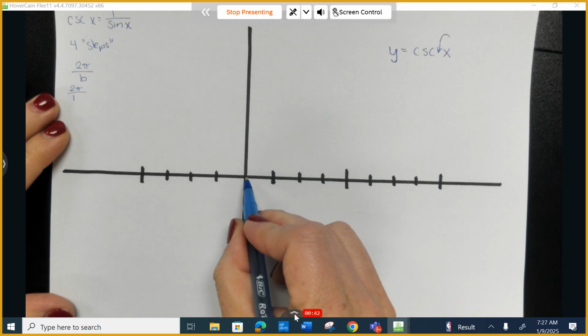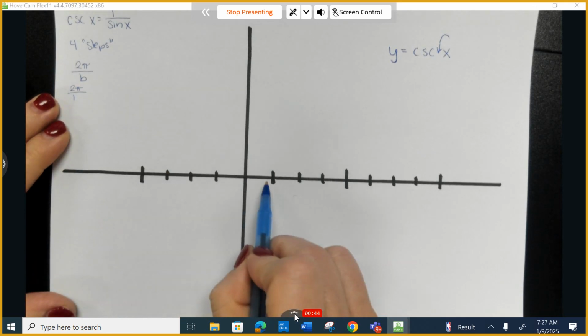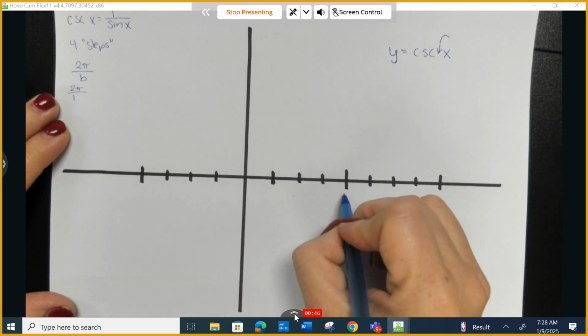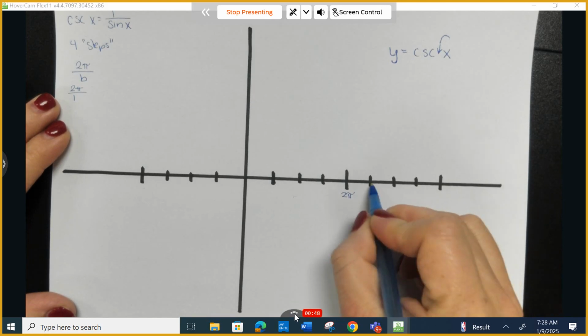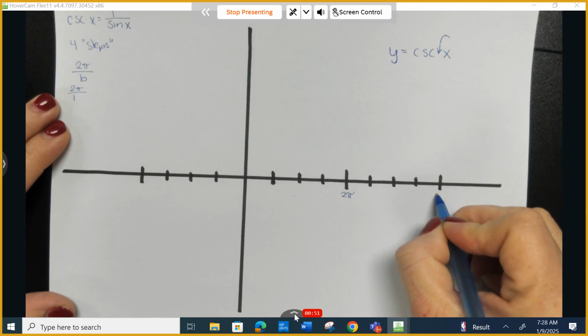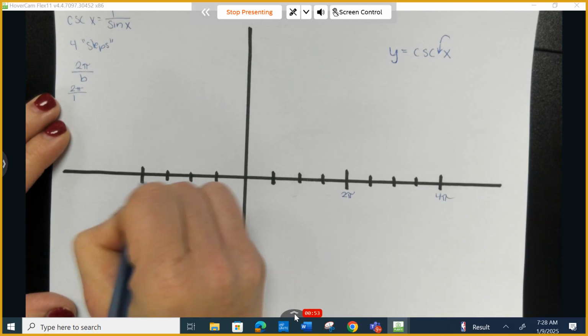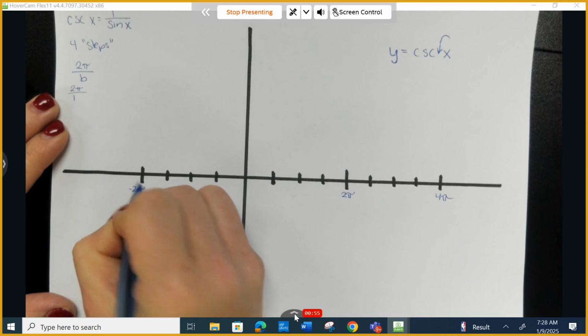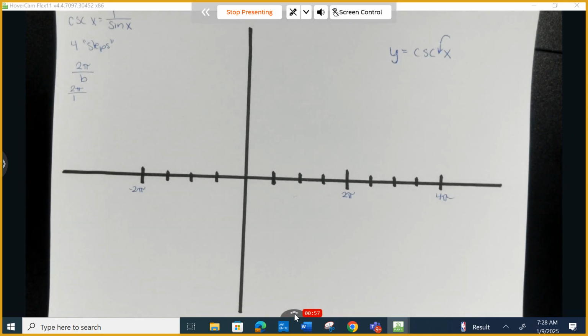So if you guys could all do me a favor, knowing that we have 4 steps, I'm going to go 1, 2, 3, 4, put 2 pi down. That will be 1 cycle, 1, 2, 3, 4, and I'm going to double this to get 4 pi. Way over here is going to be a cycle to the left, ending in negative 2 pi.